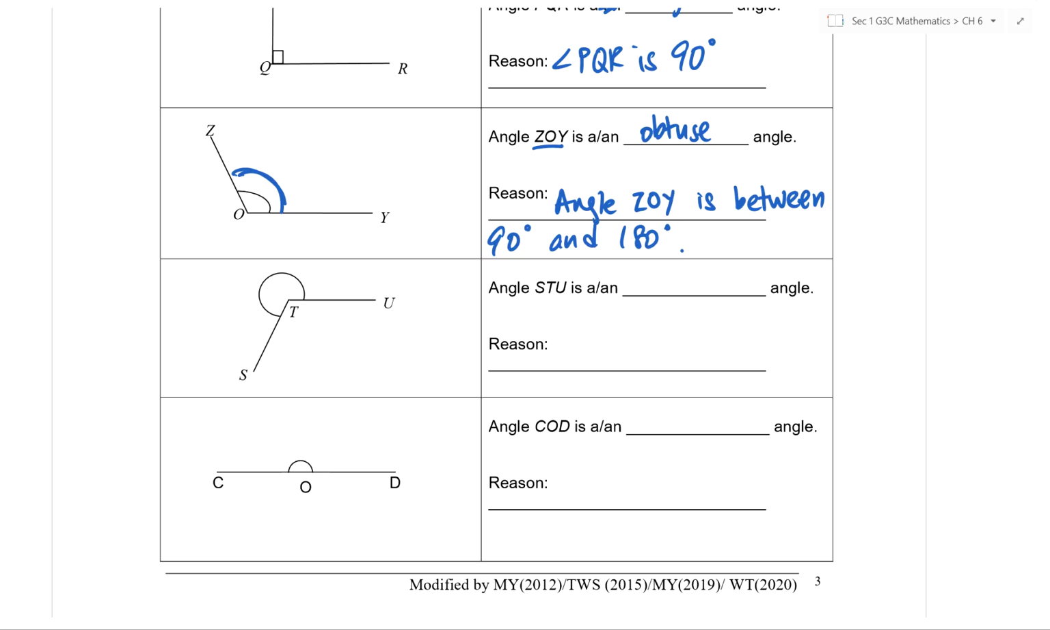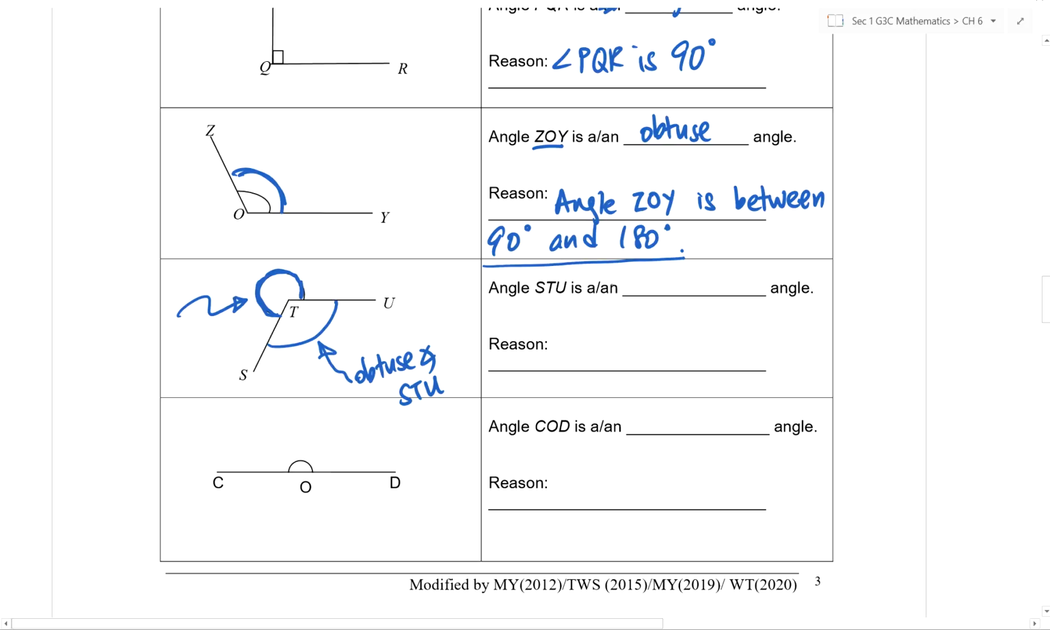Next, angle STU. Angle STU over here can refer to either this angle on the inside, or it can refer to this angle on the outside. Because it is already drawn for us that they are interested in the angle outside, we will not be considering the smaller angle, which over here is known as an obtuse angle STU, because it is greater than 90 degrees but less than 180 degrees.